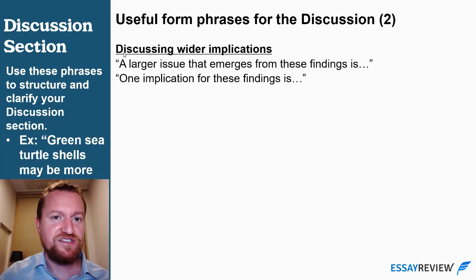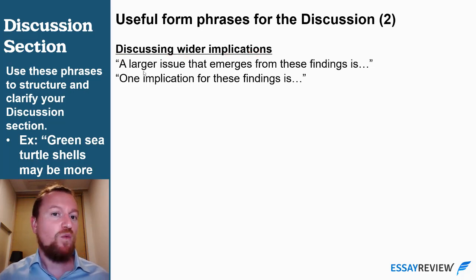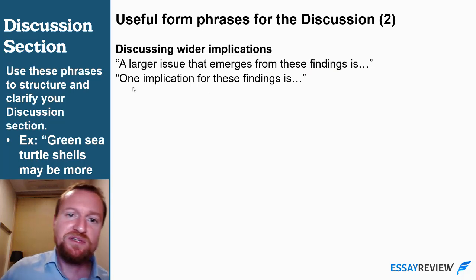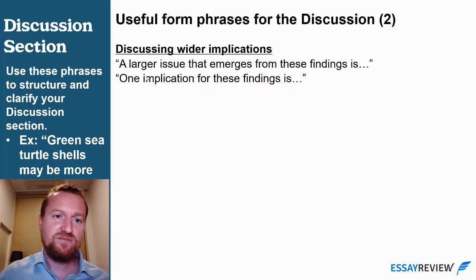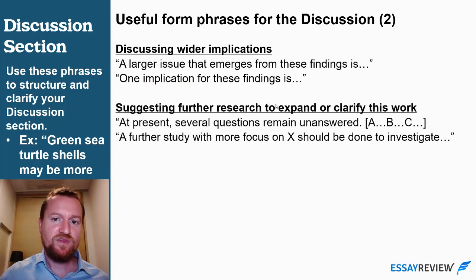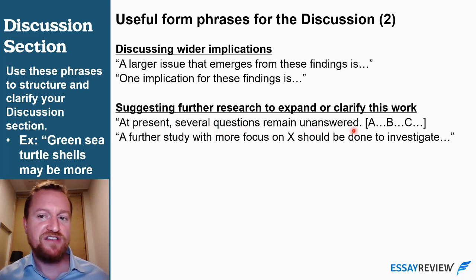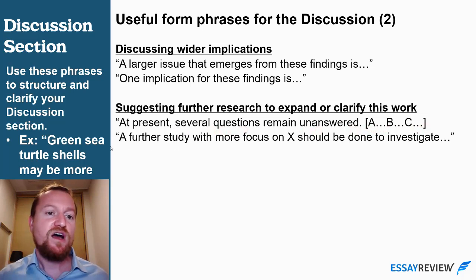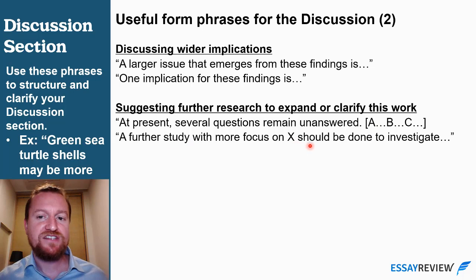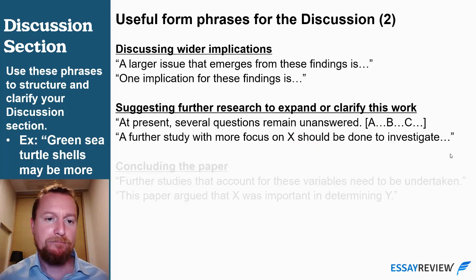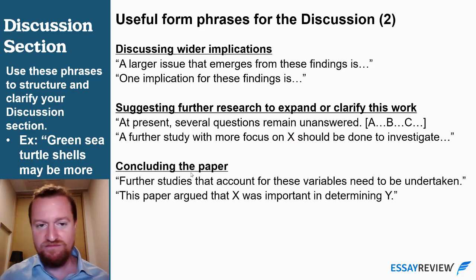Here are some more form phrases. For discussing wider implications: a larger issue that emerges from these findings is, one implication of these findings is. These tell the reader what you're discussing. Implication, very explicit. Suggesting further research: at present, several questions remain unanswered, and list your questions. A further study with more focus on X should be done to investigate. And then in conclusion, further studies that account for these variables need to be undertaken.